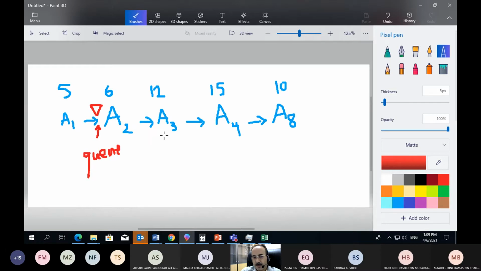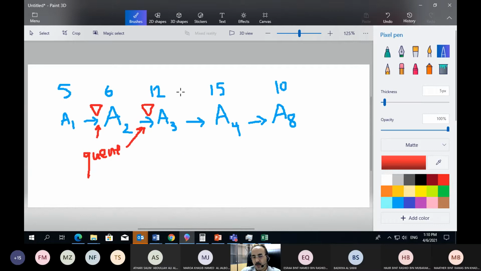From A2 to A3, 6 minutes, 12 minutes. We are faster here. So we'll be moving faster than we can process at A3. Will there be a queue? Yes, there will be a queue. Okay, so there will also be a queue here. There will be cars waiting because we are moving faster in A2 than we are in A3.